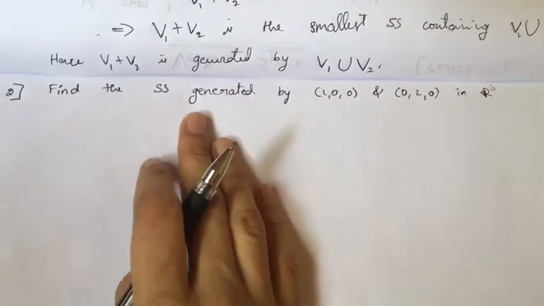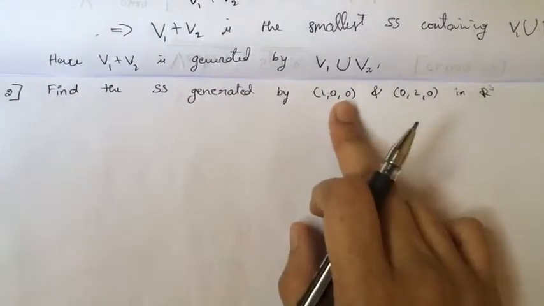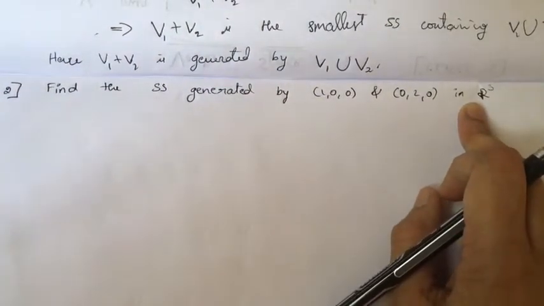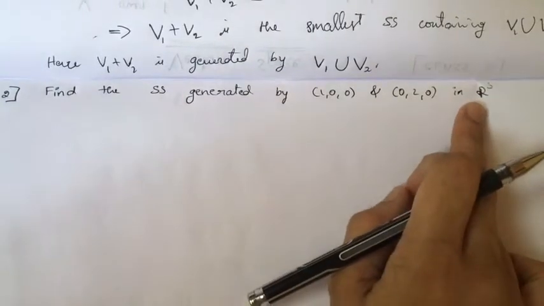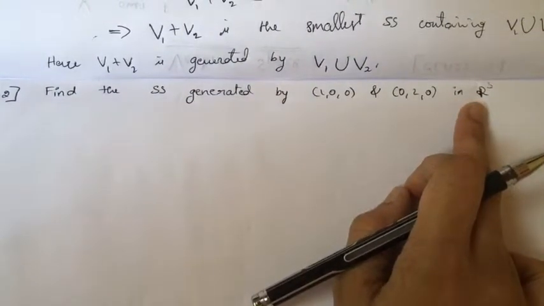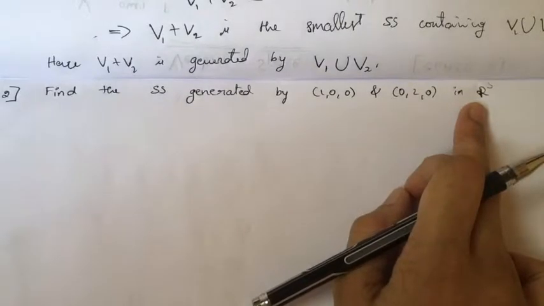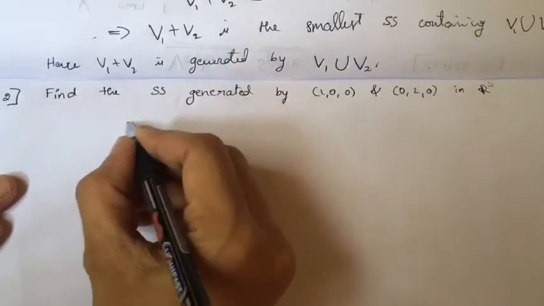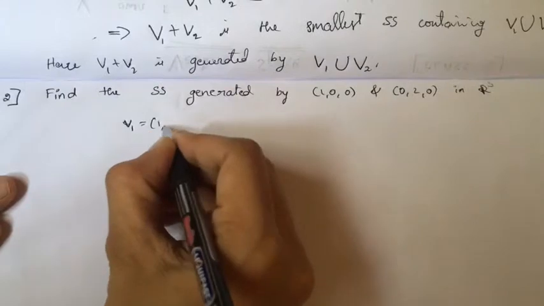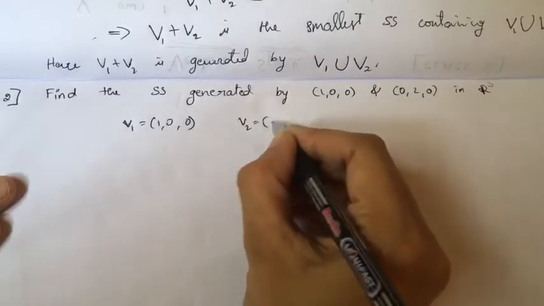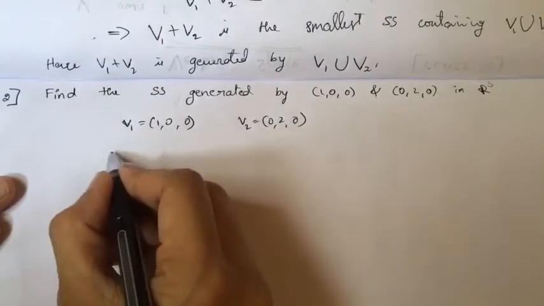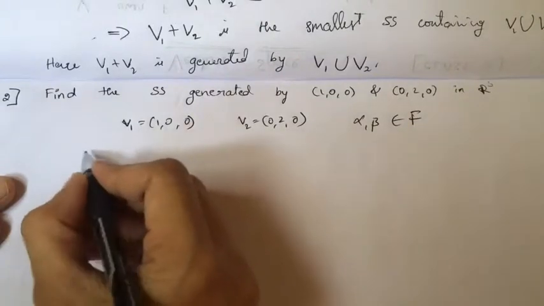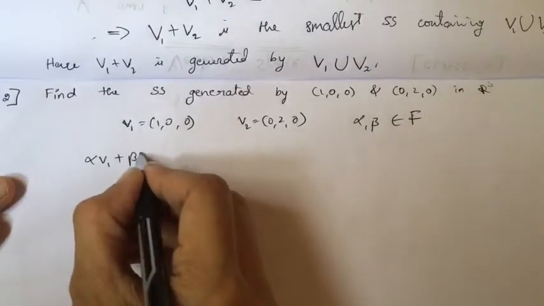Second problem: find the subspace generated by the vectors (1, 0, 0) and (0, 2, 0) in R3. I have solved one such problem. I have to take two scalars from the field F and check the vector addition along with the scalar multiplication. Suppose I consider V1 as (1, 0, 0) and vector V2 as (0, 2, 0). I have to check for scalars, say alpha, beta from the field F. Let me take alpha V1 plus beta V2.